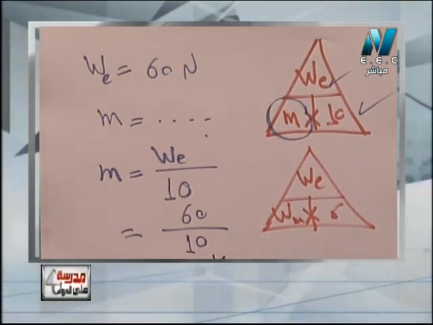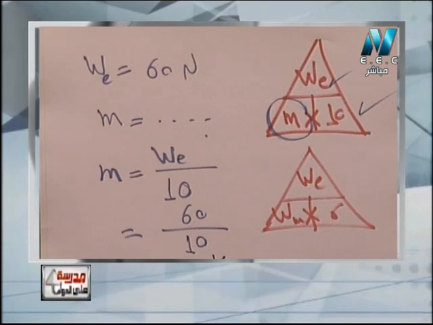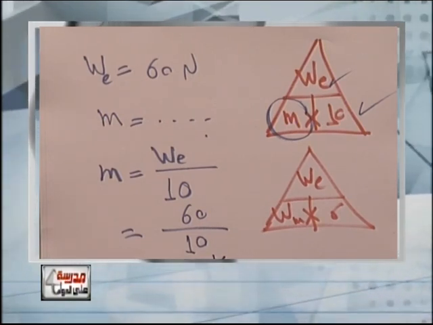So again, if I want to solve any problem of mass and weight, I can use the secret triangle. أنا بحب أسميهم المثلث السحري أو المثلث السري زي ما تحبوا تسموه. Those two triangles can be used to solve any problem of mass and weight.